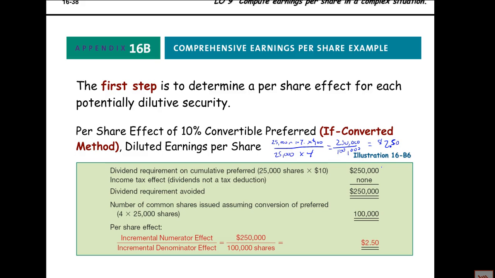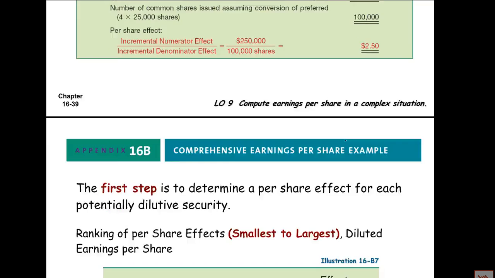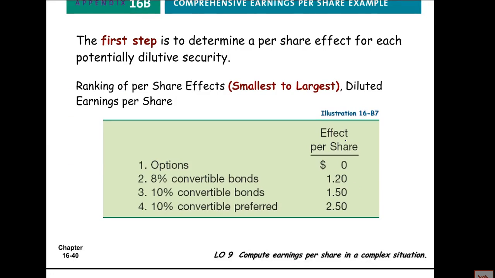So we have number 1, the warrants. Let's see. Here, we're going to rank them right here. Number 1, the warrants slash options. Those are the same thing. The 8% convertible bond, 10% convertible bond, and the 10% convertible preferred. Okay, so these are the ranks, from smallest per share effect to greatest. Most dilutive to least dilutive.